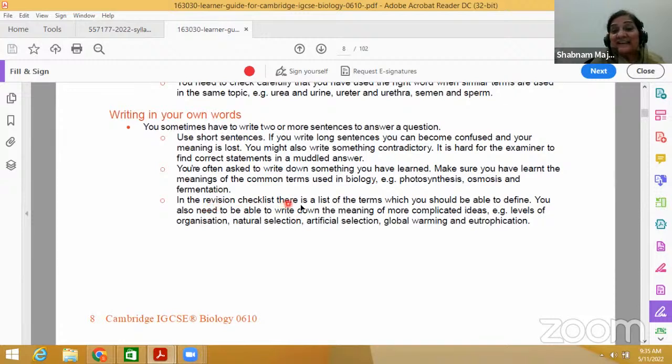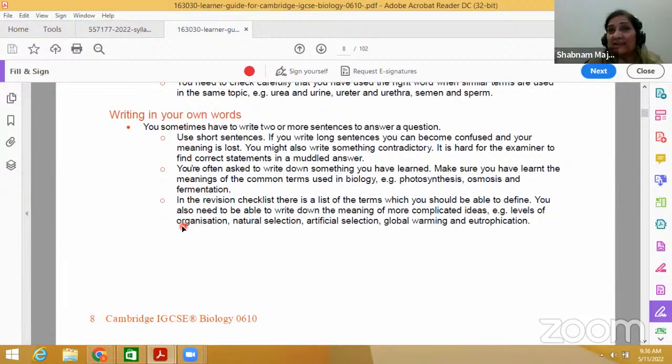In the revision checklist, there's a list of terms which you should be able to define. You also need to be able to write down the meaning of more complicated ideas. For example, levels of organization. Now, levels of organization in IGCSE is in topic 2. And in the O-level syllabus 5090, it's topic 1, which is cell structure.